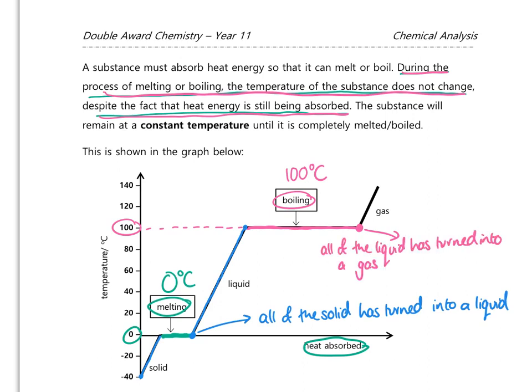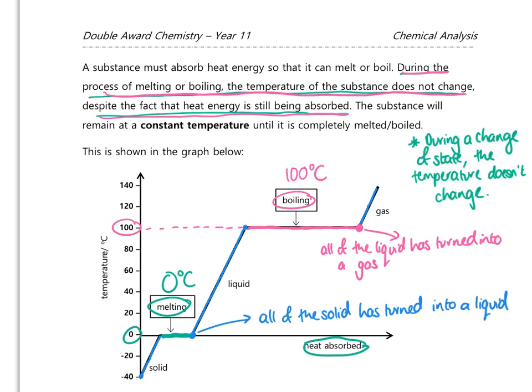And after that point, you can see the temperature starts to rise again. So as the molecules are absorbing more heat, the temperature will start to rise again. But the key thing you want to see from this graph is that during change of state, the temperature of the substance does not change. So even though the substance is absorbing more heat to get all of the molecules to change from either a solid to a liquid or a liquid to a gas, the temperature is not rising until all of the molecules have turned from either a solid into a liquid or a liquid into a gas.